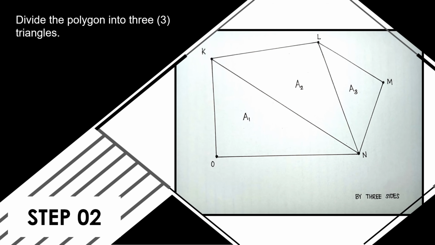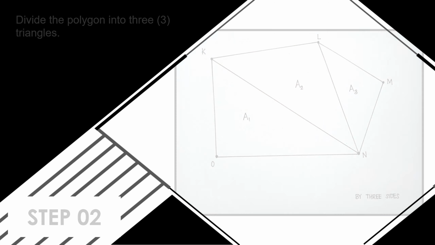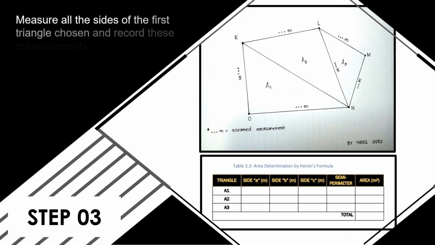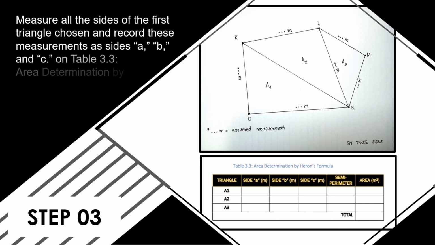Step 2. Divide the polygon into 3 triangles. Step 3. Measure all the sides of the first triangle chosen and record these measurements as sides A, B, and C on Table 3.3, Area Determination by Heron's Formula.